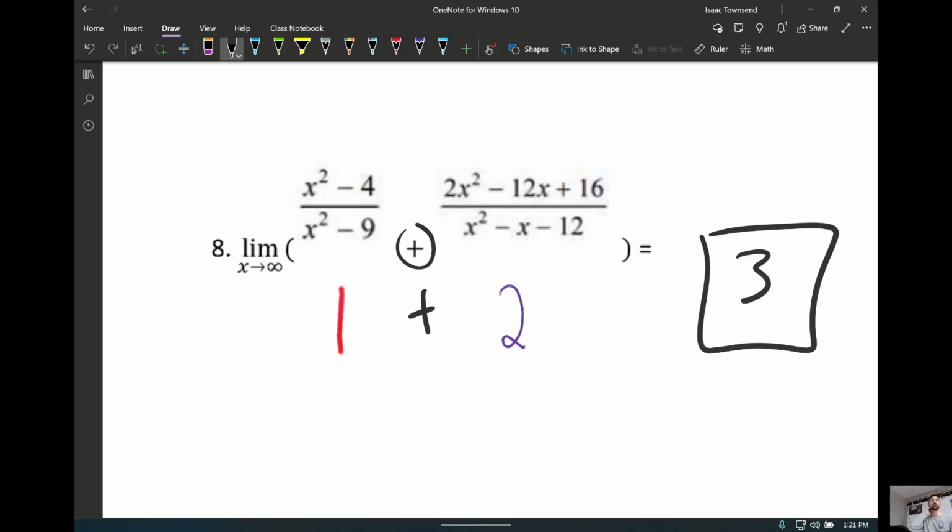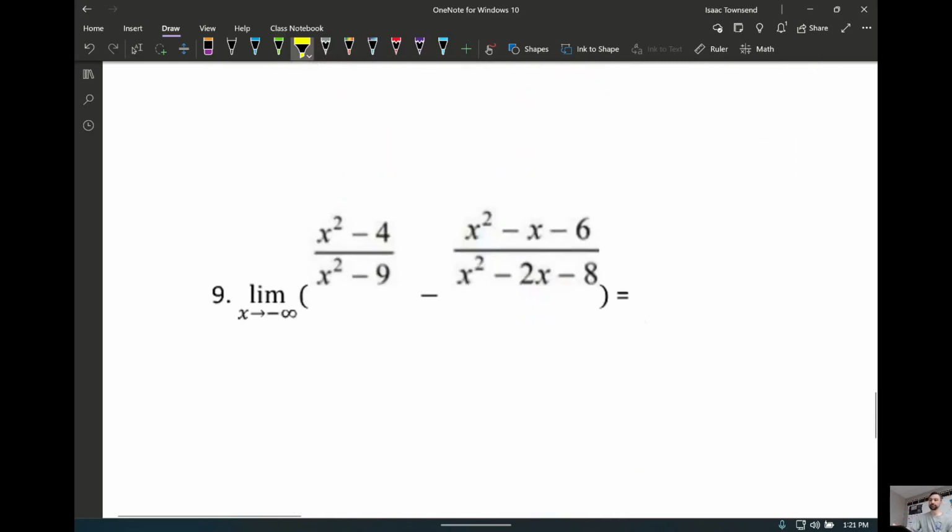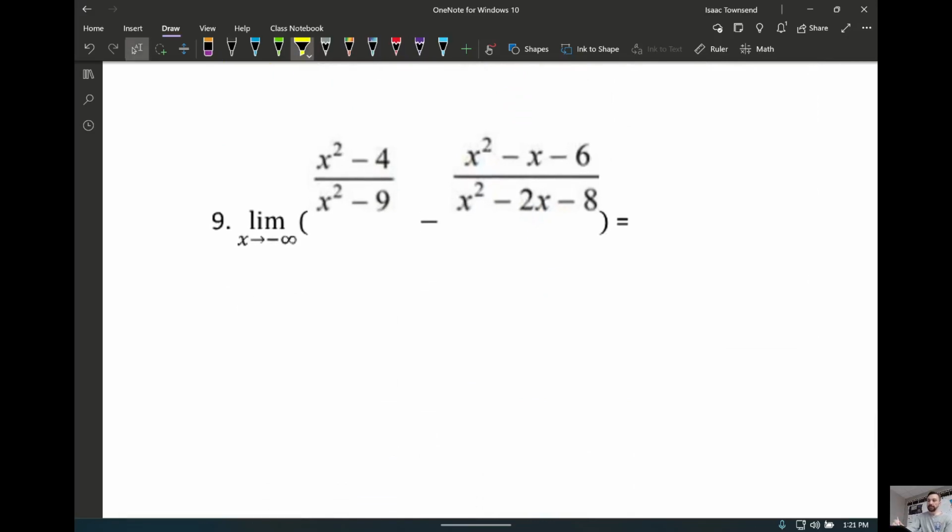So that question looks pretty complicated, but because x approaches infinity or x approaches negative infinity, that's when we get to just use these horizontal asymptote rules. Question 9 tells me it fits that type of question. This approaches 1. This approaches 1. If it says subtract in between them, then subtract.